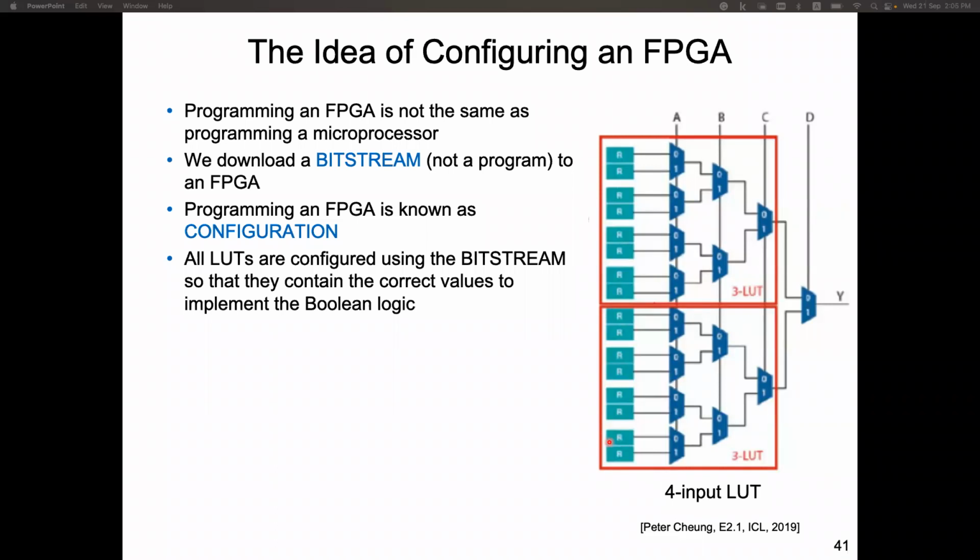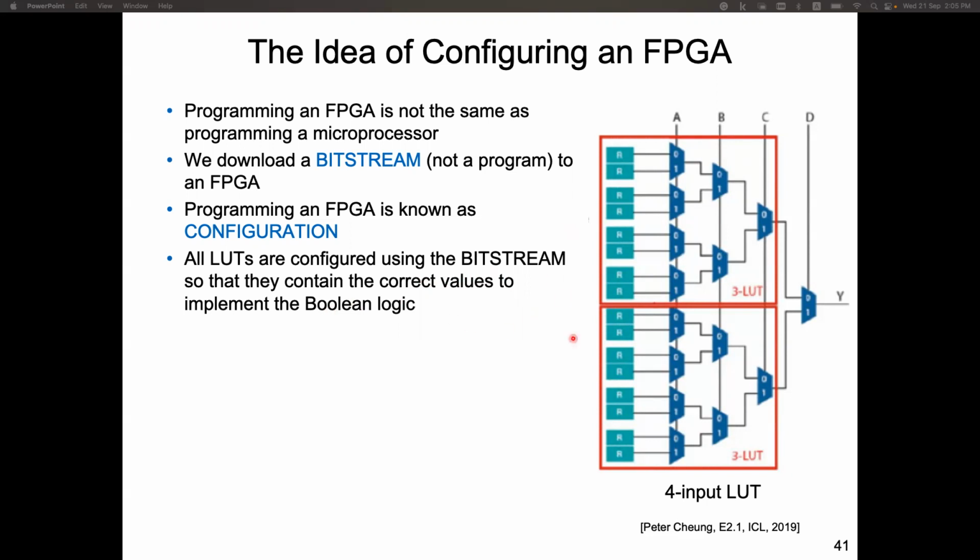Next week, in your tutorial, you'll see that it takes only about 1 minute to download a bitstream into an FPGA. Basically, you download some bitstream into the memory, into these registers in the FPGA. And all the lookup tables are configured using the bitstream, so they can contain the correct values to implement the desired Boolean logic.